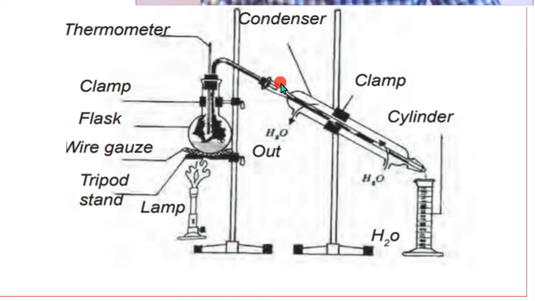And here you can see the condenser. This is the delivery tube, small tube. And here you can see the condenser, and this is the clamp, and this is another stand. And this clamp helps to hold this condenser.